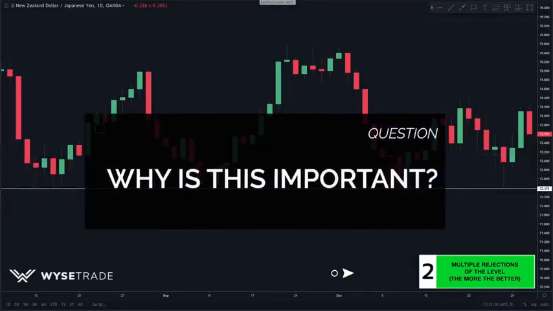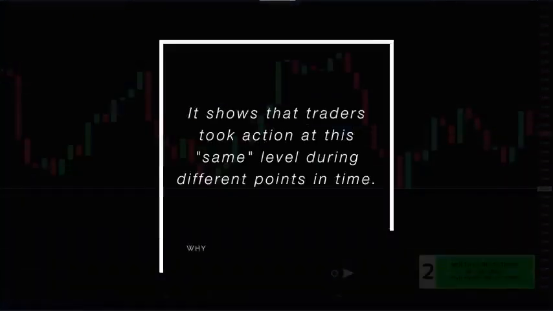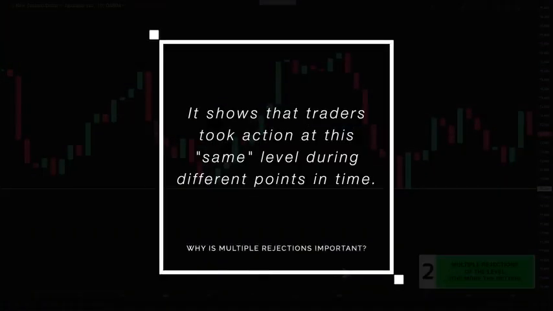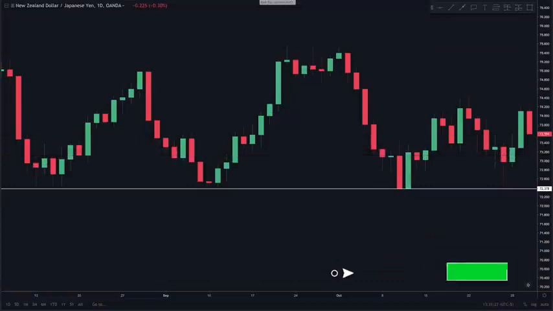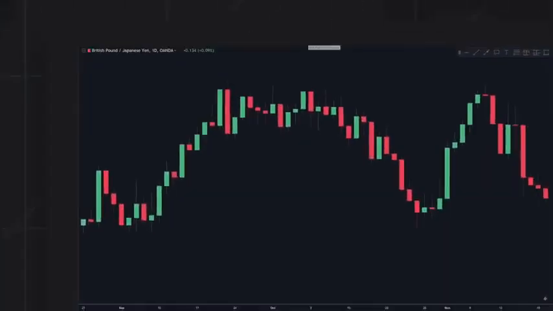So why is this important? Multiple rejections shows that price reacted to this level more than once, meaning traders took action at this level during different points in time. Now, to the next criteria we look for.